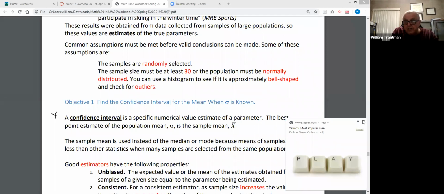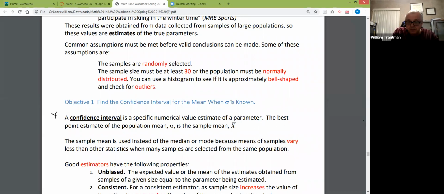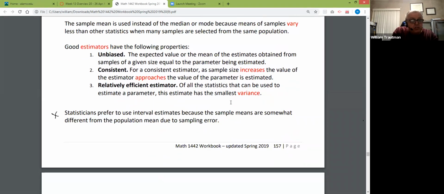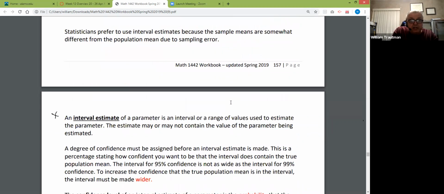I still can't get these ads off of my computer. So let's take a look. I'm still going to go. There's really not a lot here.